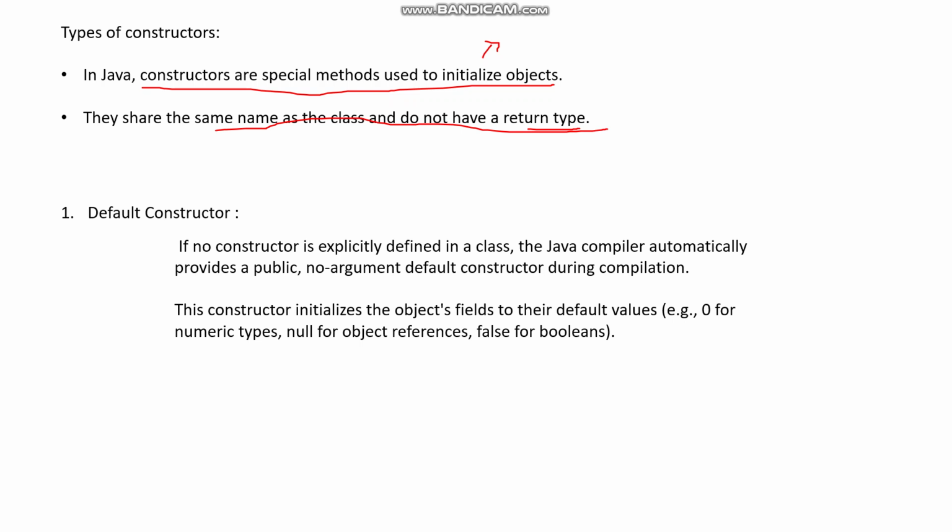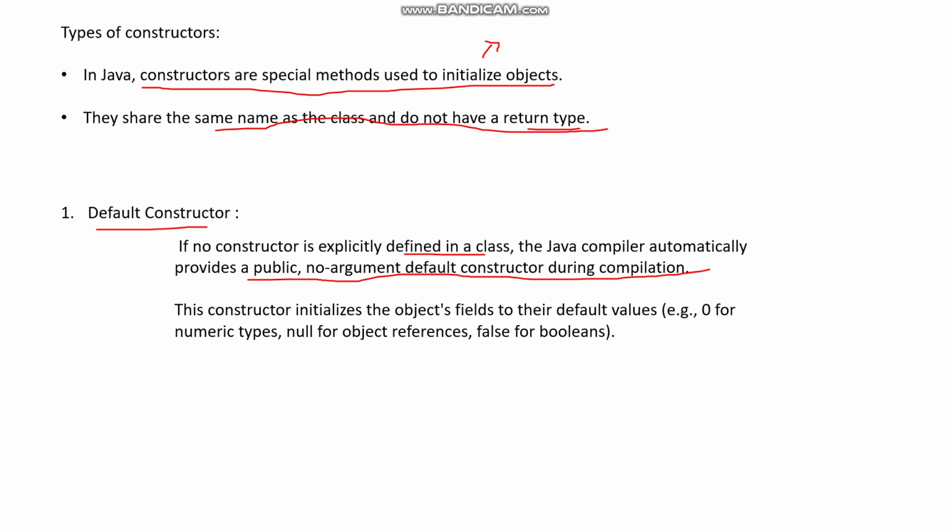Here we have different types of constructors. The first one is called the default constructor. The default means whenever we are not providing any constructor, if no constructor is explicitly defined in a class, then the Java compiler automatically provides a public no-argument default constructor during the compilation. Means during the compilation itself, whenever we are not providing any constructor, it provides the default constructor.